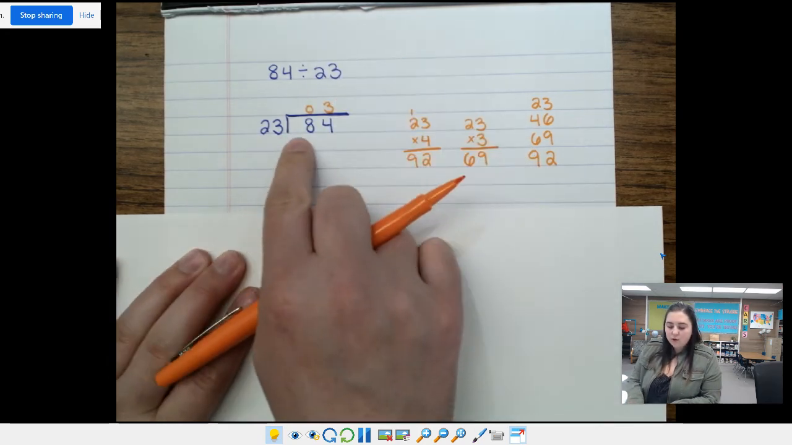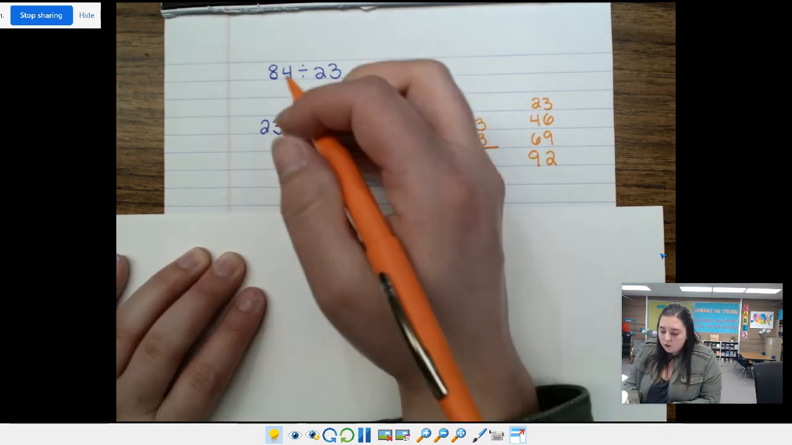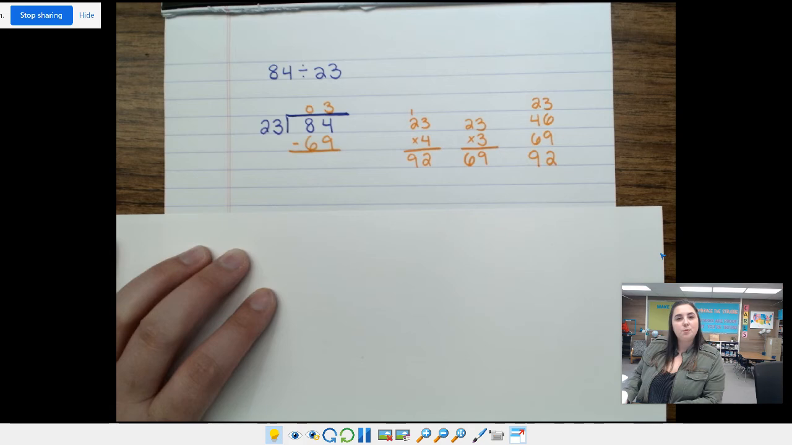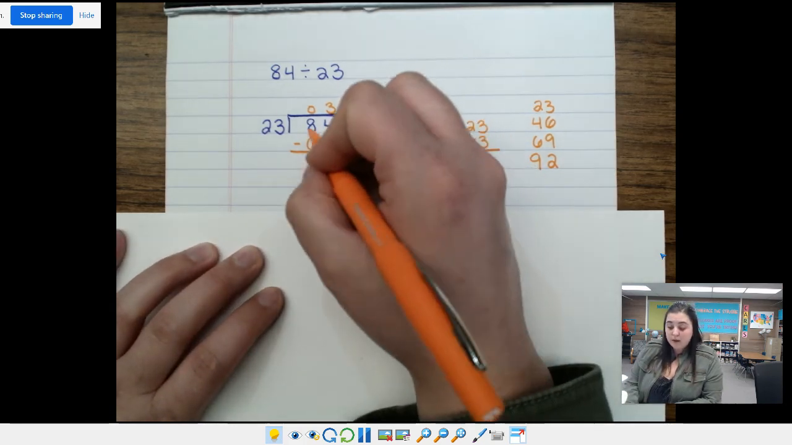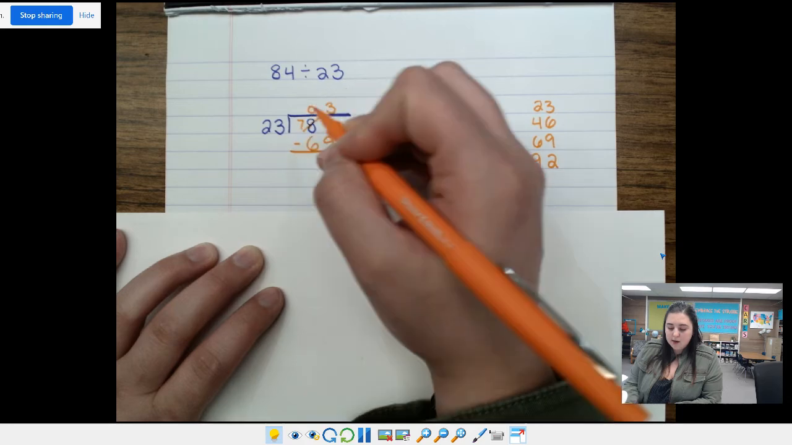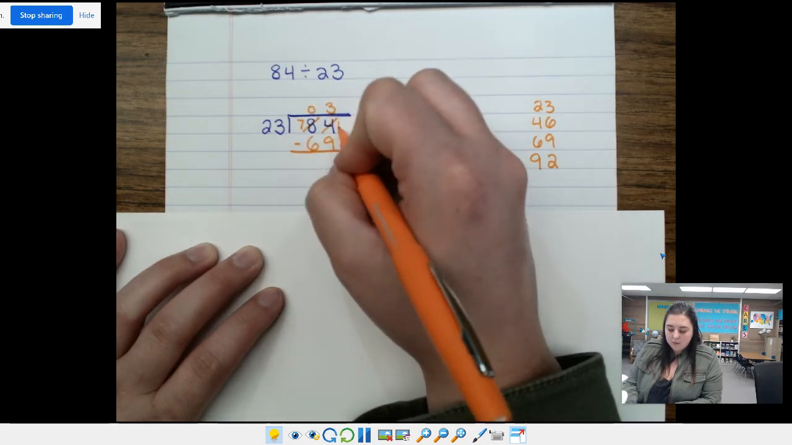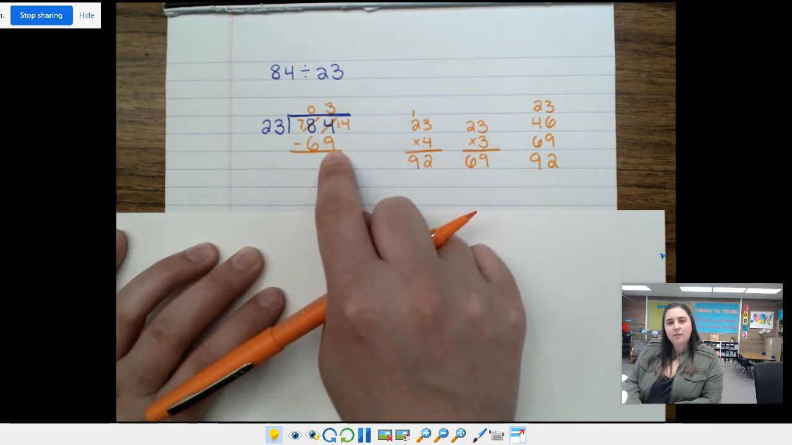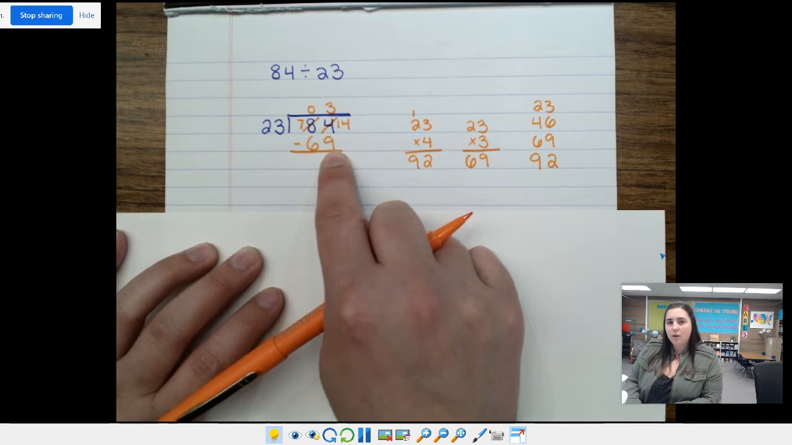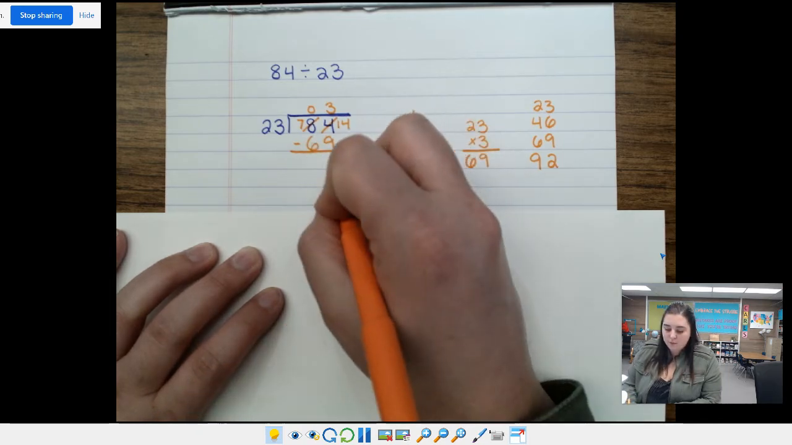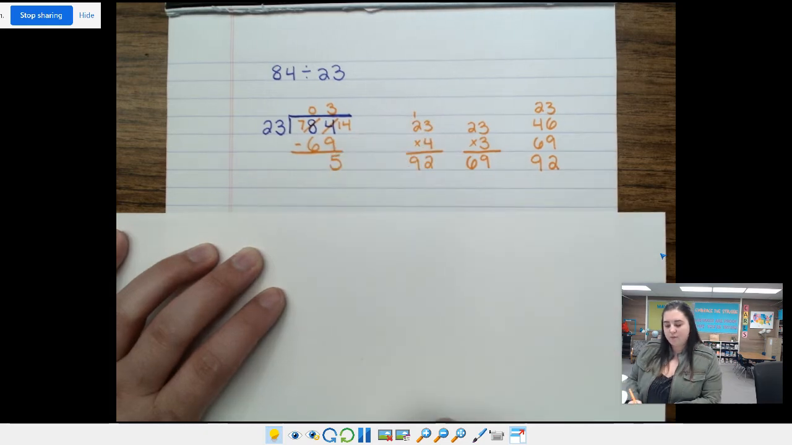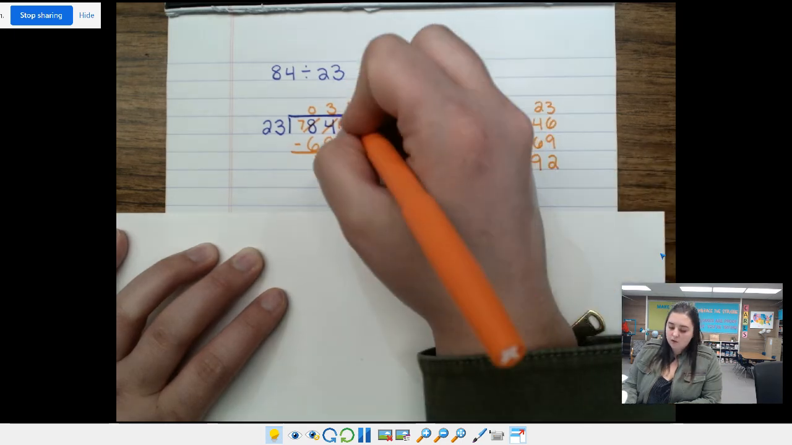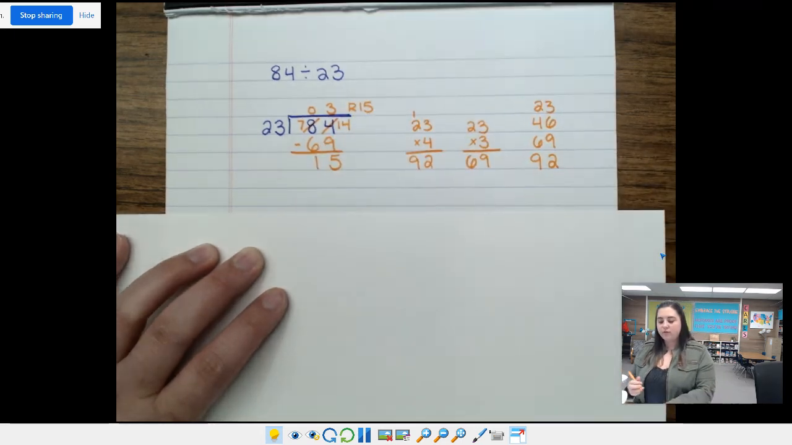So 23 can go into 84 3 times, which got me to 69. Let's subtract. I can't do 4 minus 9, so I'm going to take 1 away. My 8 is becoming a 7, and my 4 is becoming a 14. What is 14 minus 9? I know minus 10 would be 4. That was taking away too much, so give 1 back. Must be 5. 7 minus 6 is 1. So our remainder is 15.